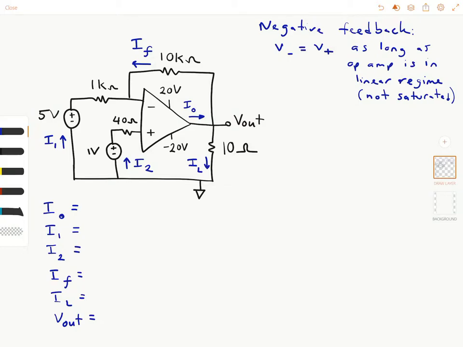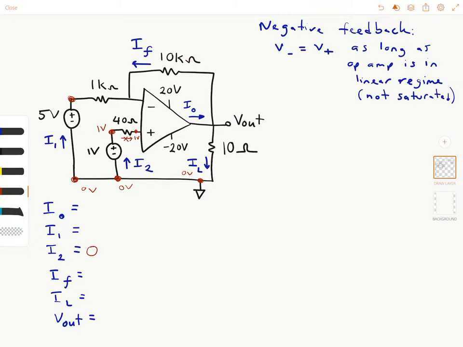So let's identify the voltages that we already know in the circuit. This is our reference here, so we know this is 0 volts. Let's put this node at 0 volts. This is 0 volts. This is 1 volt. There is no current running into the positive terminal of the op amp, so this also becomes 1 volt. So we already know what I2 is. I2 is 0.